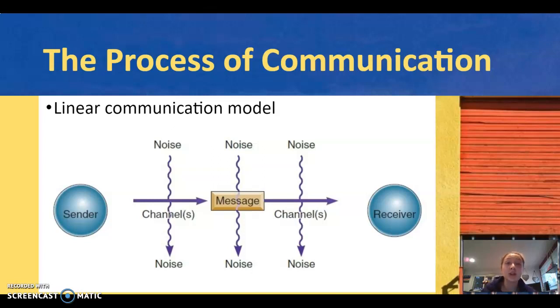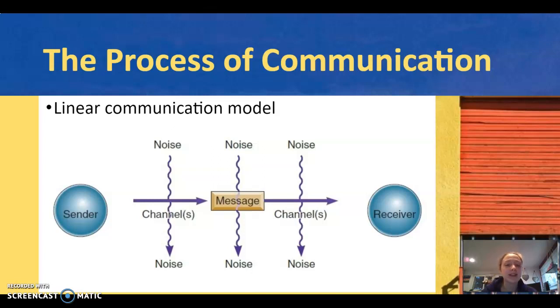You'll see that there's a sender and a receiver. It's really basic, and then there's also noise and channels. So this linear model is set up kind of like you would think a radio, a TV, the internet is set up. There's someone who sends the message, and then there's someone who receives the message. And the longer the channel, the more noise and distractions there can be. Very basic model, doesn't actually really fit into the process of communication.